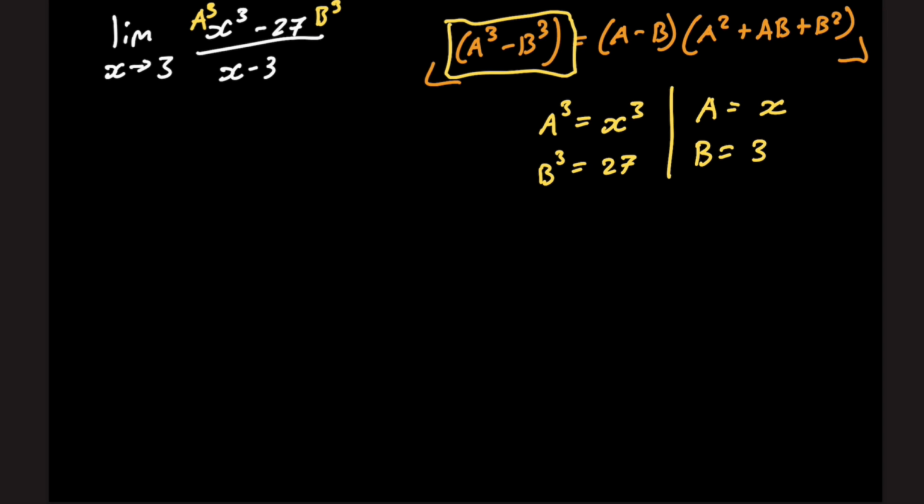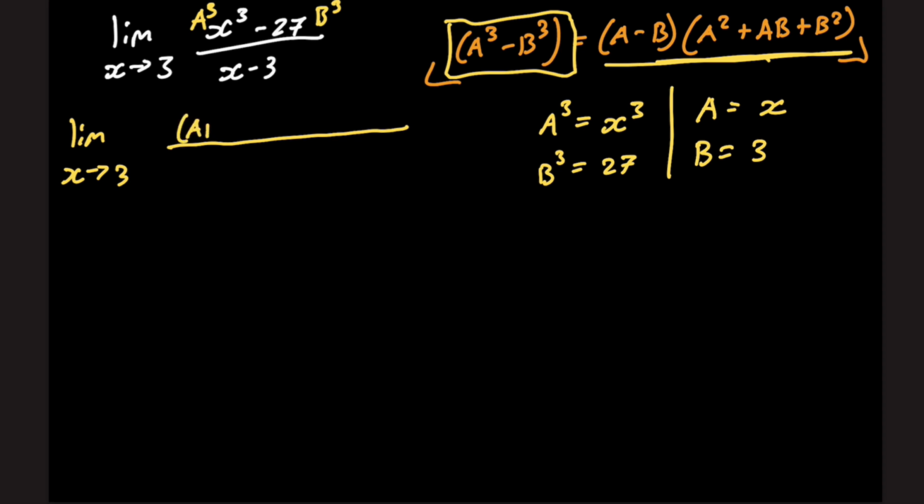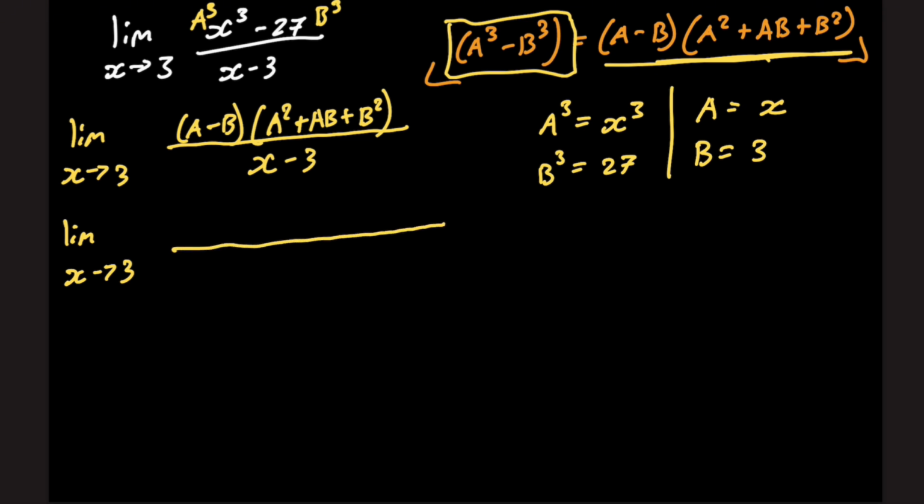Now let's actually solve this limit. So we write back limit as x approaches 3, and for the numerator we're going to write in this segment. So a minus b, a squared plus ab plus b squared. We just write back our denominator as is. And then we'll go limit as x approaches 3. Now we substitute in our values that we solved with algebra.